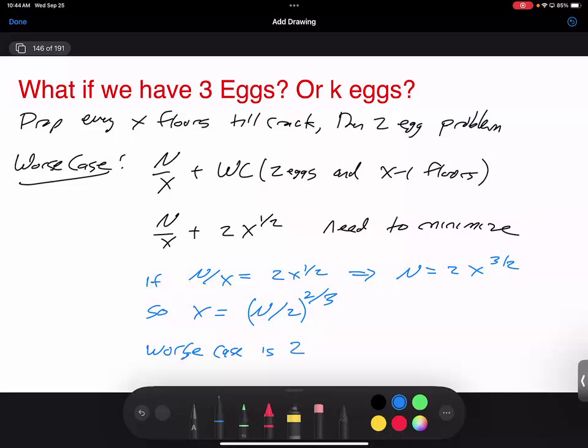So which do you want to do? n divided by x or 2 times the square root of x? I'd probably rather do 2 times the square root of x. But it doesn't matter. So we'll then get (n/2)^(2/3) to the 1/2. Okay, I'll do it slowly. 2 times n to the 1/3, and then down below, we're going to get 2 to the 1/3.